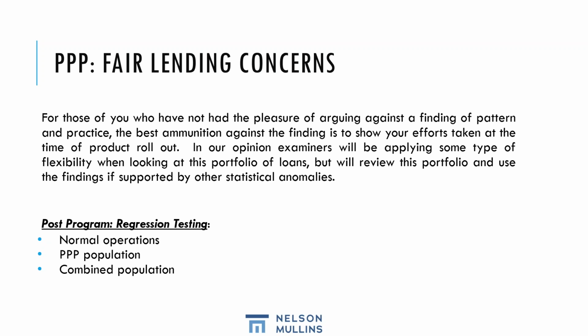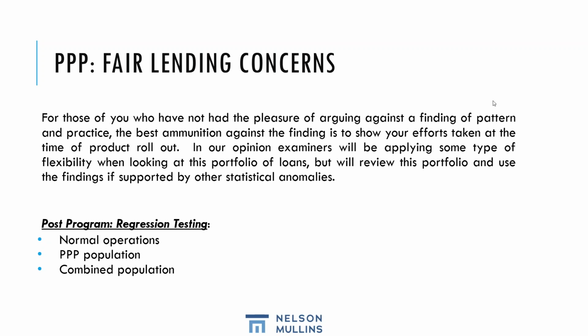And the best way to combat a pattern and practice argument from a regulator is just building the ammunition when you roll a product out. We talked about the marketing, we talked about the origination pieces, but you also want to start to think about how you're going to test this portfolio. It would be very smart to think about whether you are going to deploy regression testing in the third, fourth quarter of this year to your normal operations. Are you going to deploy it against just this PPP population? Are you going to then combine them for a combined population? This will come and go very quickly, or it should. These 3 months should be behind us before you actually get a chance to even review any regression testing.